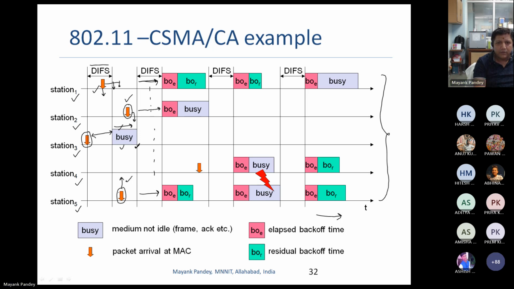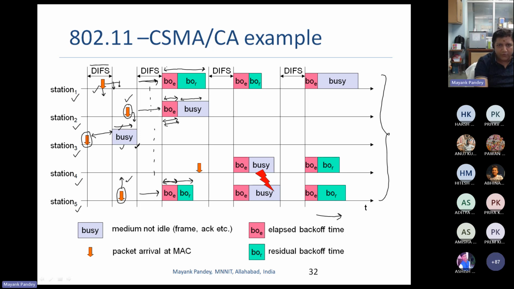Now what will they do? They will pick and choose a random time. Station 1 got this much time. Station 2 got this random time. And station 5 got this random time. Obviously, station 2 got less random time, so it will wait for less time. It's just random. Luckily, it got less time to wait. Station 2 will keep the medium busy.